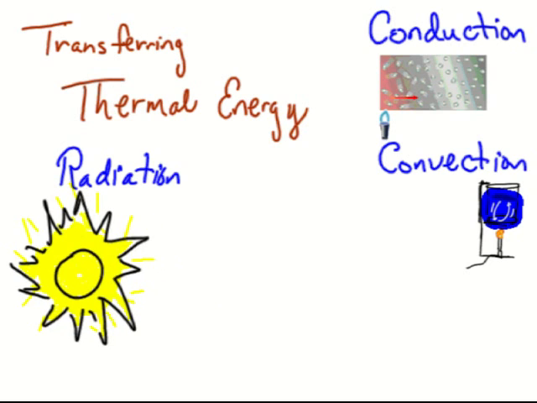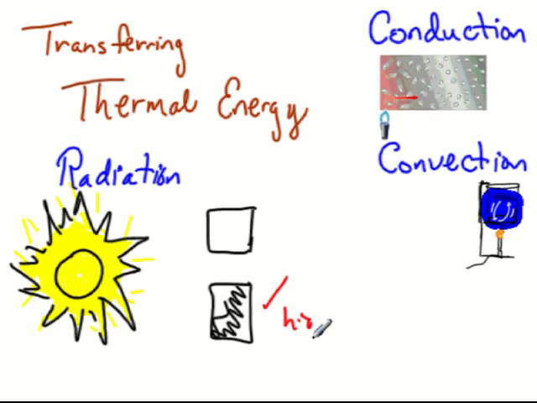Now this becomes important because we know that radiation can impact different objects. So if we had a white sheet of paper and another sheet of paper that was darkly colored, we know that the one that is darkly colored will have a higher heat because it will absorb more of that radiant energy from the sun.